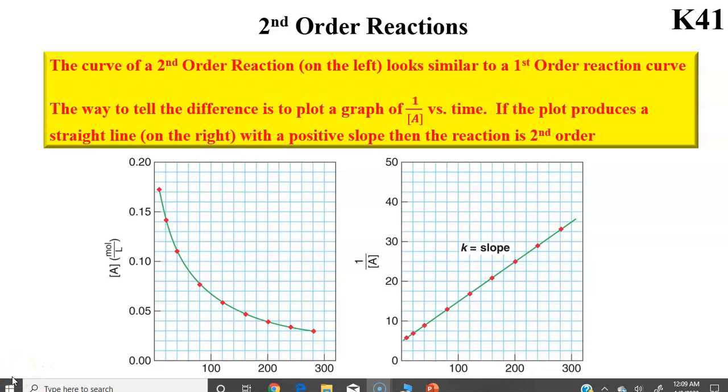All right, so this is the second part of the kinetics lecture. We'll begin on slide 41. So now we have moved over to second order reactions.